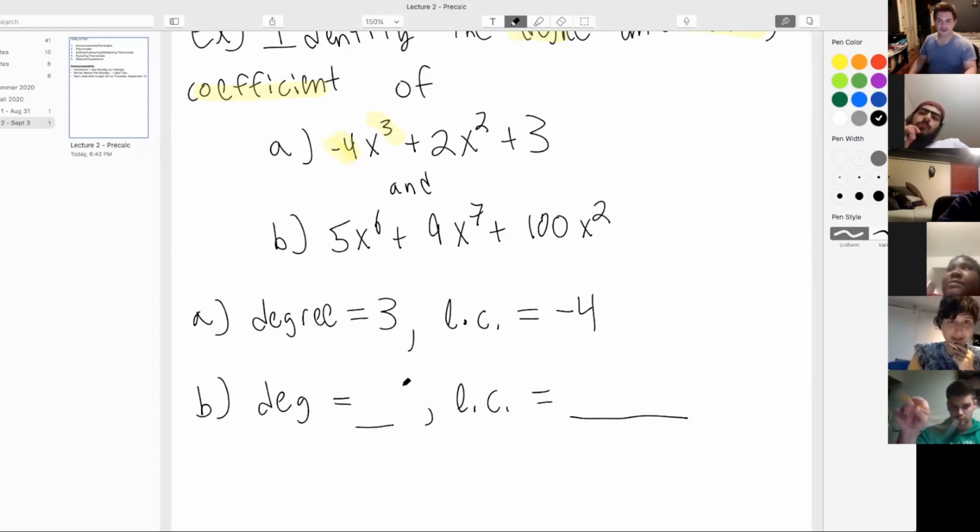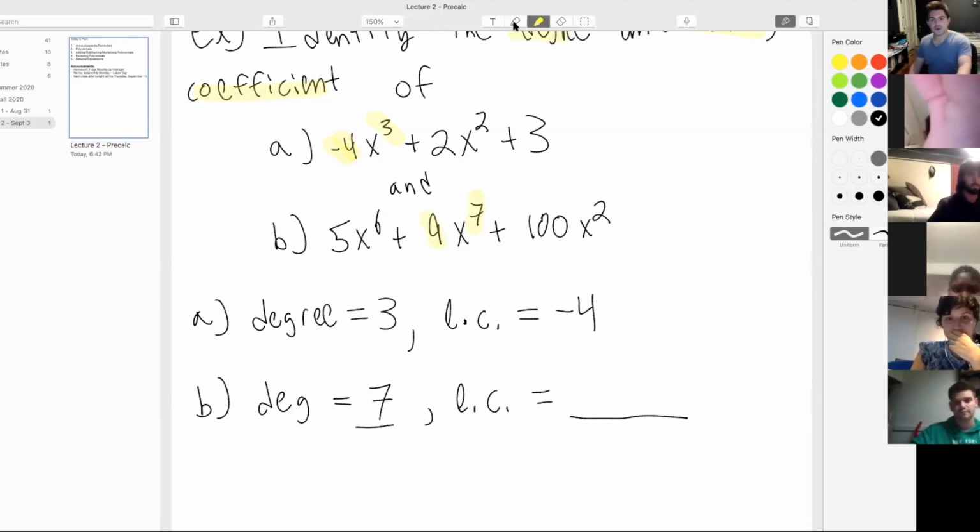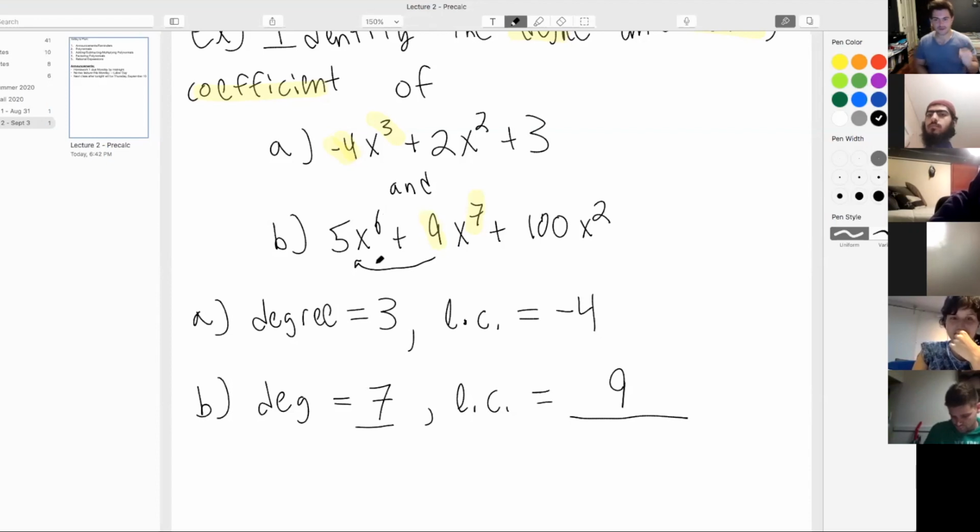So if I got it right, the degree is 7 because it is the biggest exponent. And the leading coefficient, that got me a little bit confused, but I would say it's 9 because it's the coefficient of the highest power. Yeah, exactly. That's correct. I wrote it in this weird order on purpose. Even though the 9 is not the first coefficient, by definition it is still the leading coefficient because it's the coefficient of the highest power. Very good.